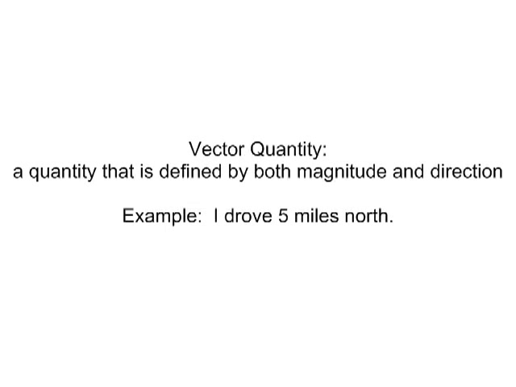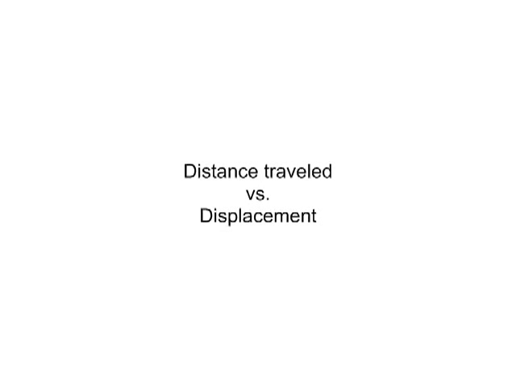A vector quantity has both magnitude and direction. I drove 5 miles north. 5 miles is the magnitude, north is the direction. Now, let's use this to consider distance traveled versus displacement.